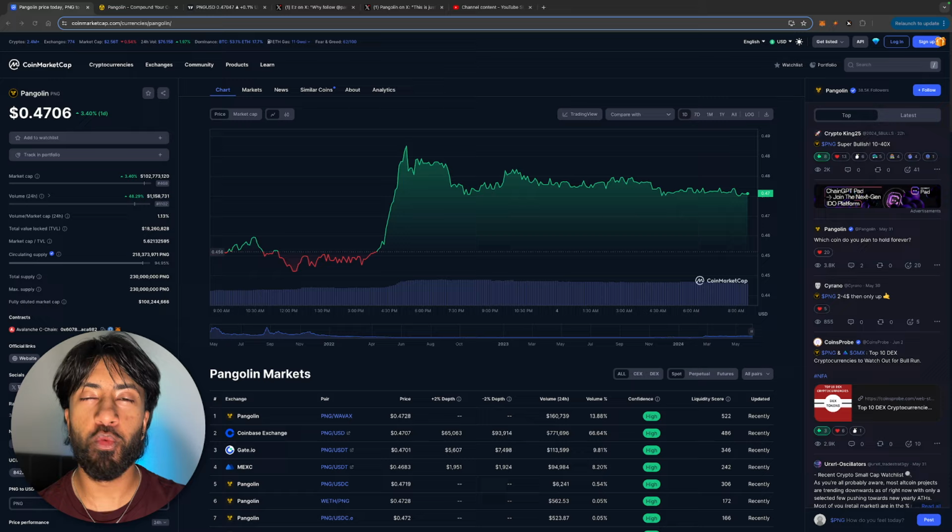Is it still a good time to load up on PNG Pangolin? We're going to be taking a look at your favorite Avalanche decentralized exchange. The chart's looking a little bit sideways and it's been consolidating for a while now, so let's take a look at where we think the price could go.